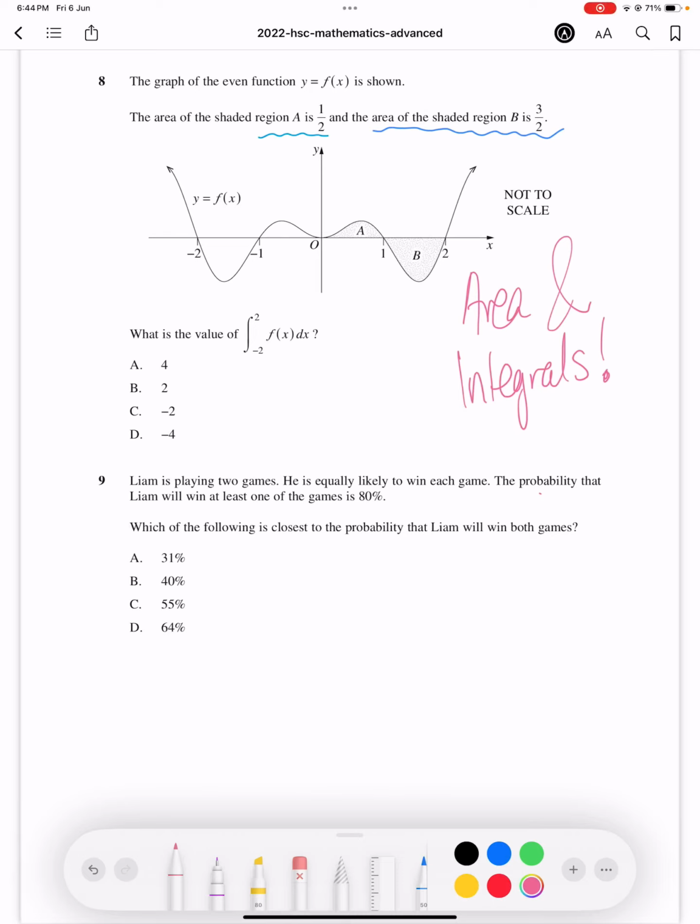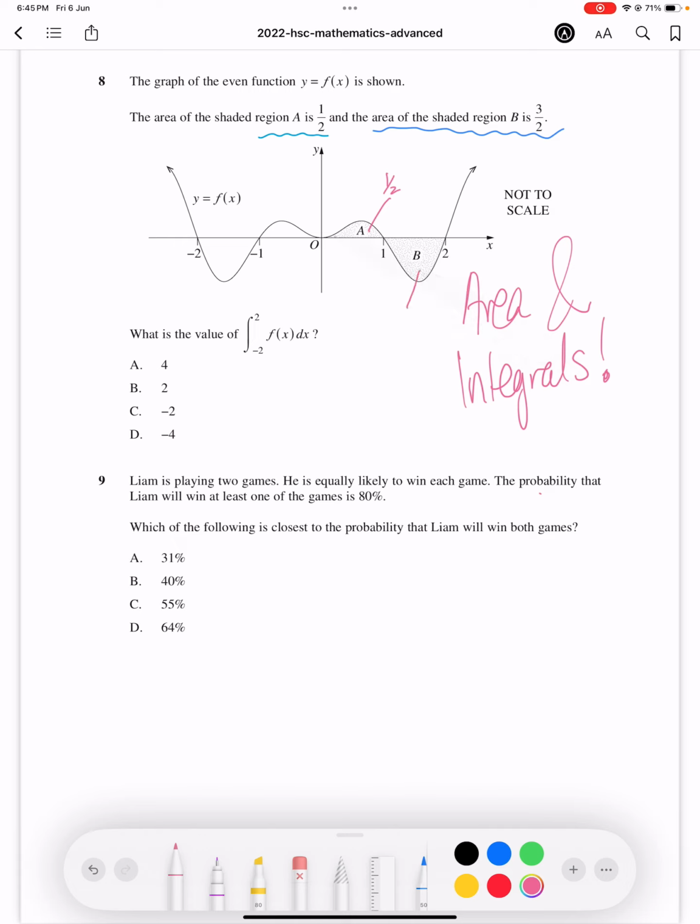Question 8 of our 2022 HSC paper is as follows. They've given us a graph of an even function, y equals f of x, and they've told us that the area of the shaded region A is 1/2, and that the area of the shaded region B is 3/2.